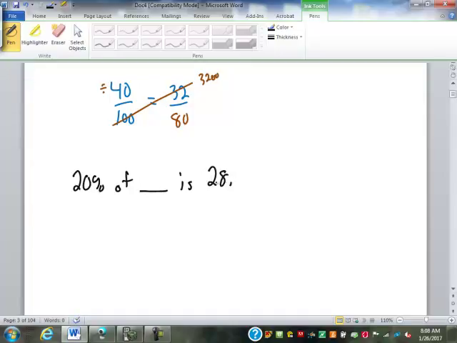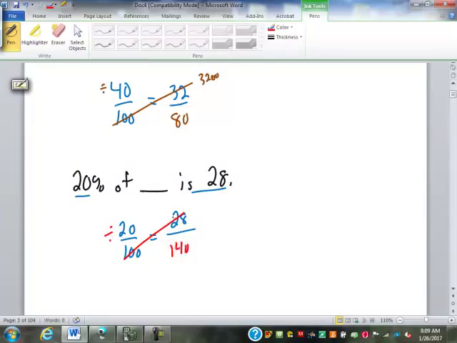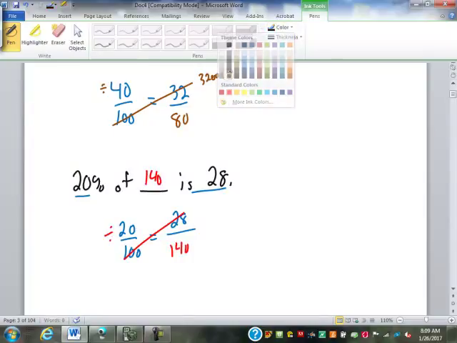In your notes, find that missing number. So 20% is 20 out of 100. What'd you get for the blank? 140. So the 28 goes on top. 20% is 28. And yeah, you cross multiply and divide, you do get 140. Perfect.